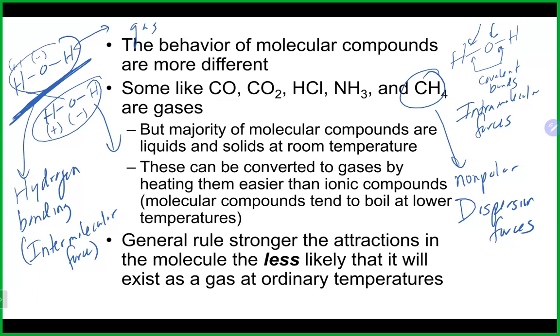So the general rule is the stronger the intermolecular force, the stronger the force that holds one molecule together with itself, the less likely you will find it in the gas phase under normal conditions. The weaker the force that holds those molecules together, like methane, propane, butane, the more likely you're going to find those things as gases under normal conditions.